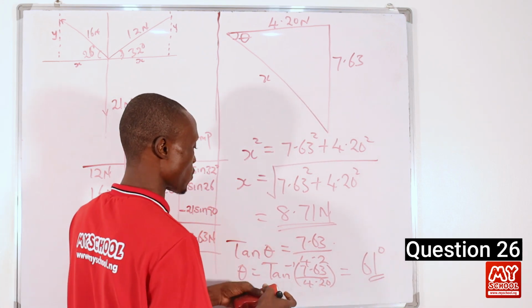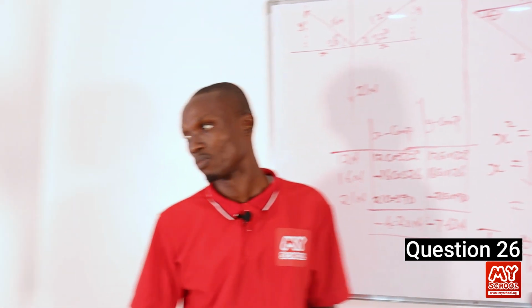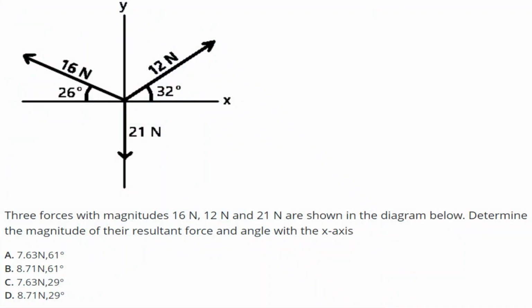Okay, so let's move over to the screen to pick the correct option. From our calculation, we got the magnitude of the resultant force to be equal to 8.71 Newton, while the angle with the x axis is equal to 61 degrees. So that makes option B the correct option.